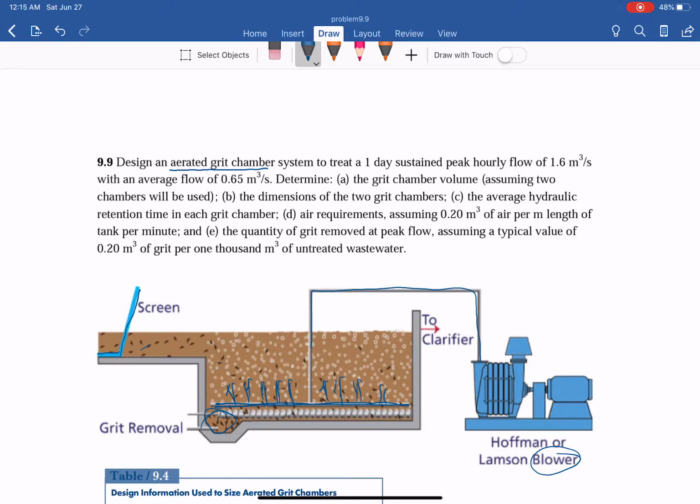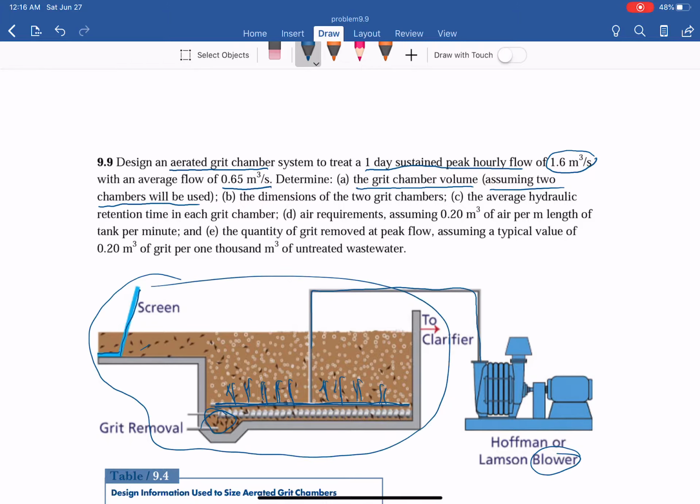This aerated grit chamber is to treat a 1-day sustained peak hourly flow of 1.6 meter cube per second. This is the peak hourly flow. The average flow is 0.65 meter cube per second. First of all, he wanted to determine the grit chamber volume. What is the grit chamber volume? Assuming there are 2 chambers that will be used. So we're going to use 2 of those.